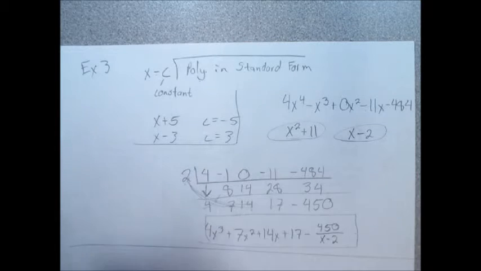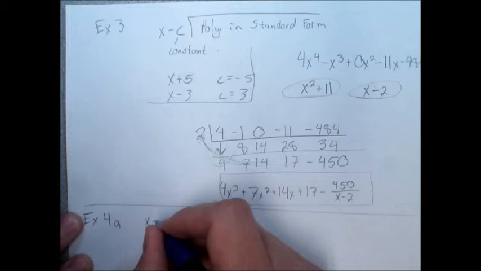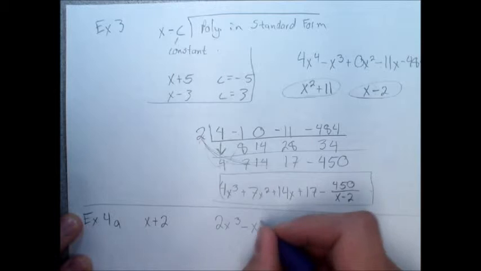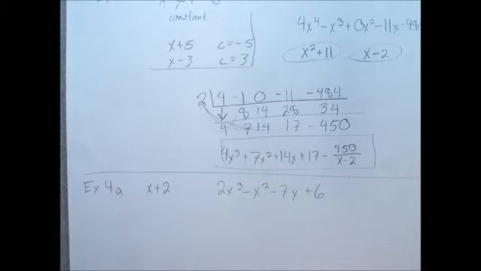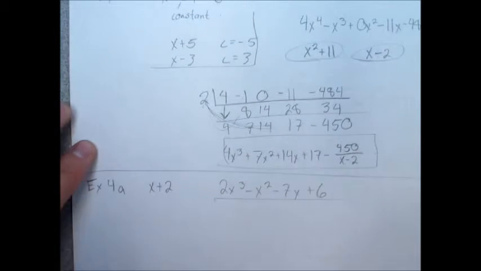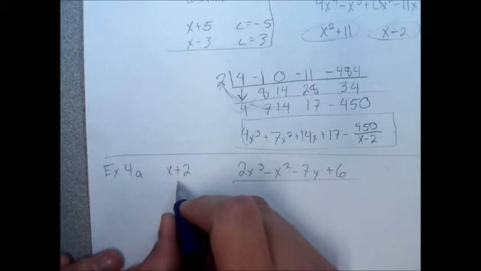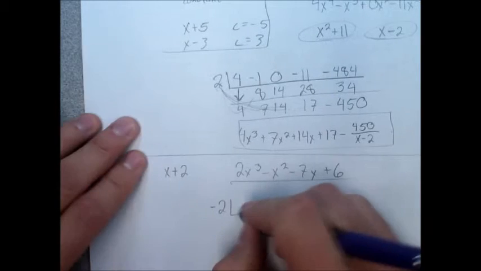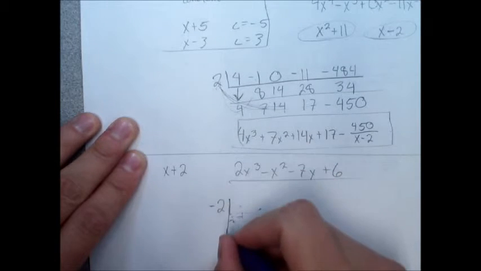Do y'all want to do another synthetic division? Yes. Okay, so let's do example 4a. It says we are dividing x plus 2 into 2x to the 3rd minus x squared minus 7x plus 6. In essence, it would be the denominator part of it. So we're going to do synthetic division this time. What is the number we are dividing by? It would be negative 2 this time. Do you want to do the short bar or the long bar? Long bar. Okay, let's do long bar, and we go straight across.